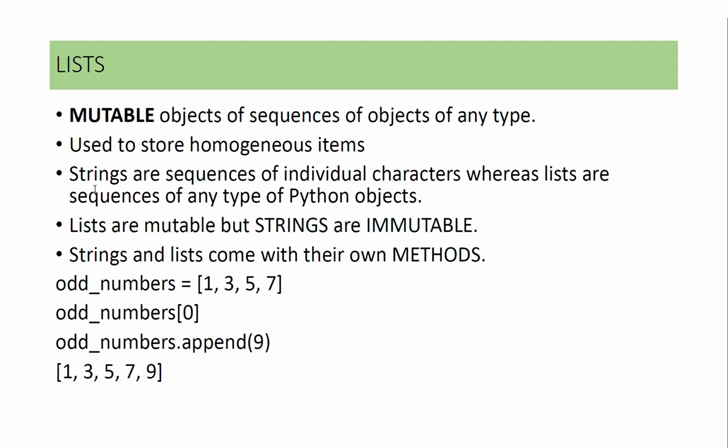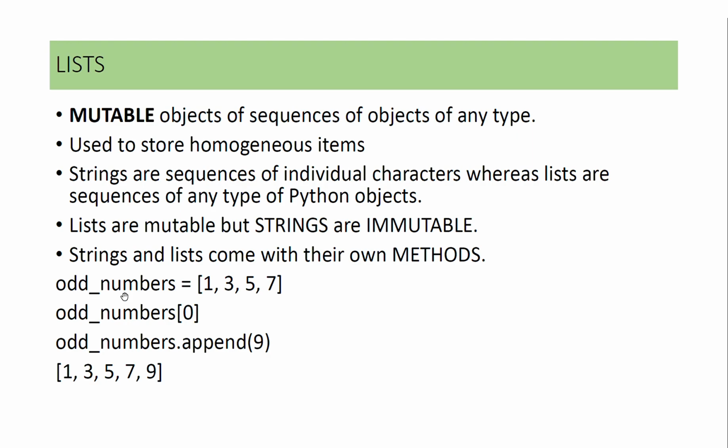Strings are sequences of individual characters, whereas lists are sequences of any type of Python object. So a string is any sequence of individual characters, right? Lists are mutable, but strings are immutable. So strings are basically not mutable, and lists are mutable sequences of objects of any type. Strings and lists come with their own methods.